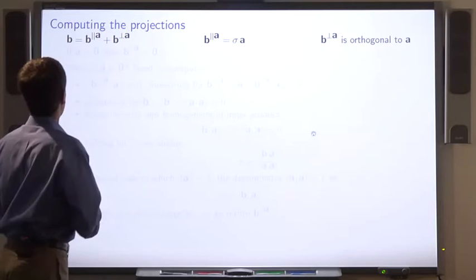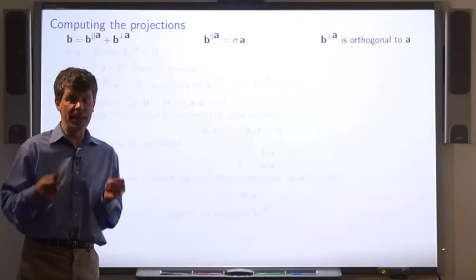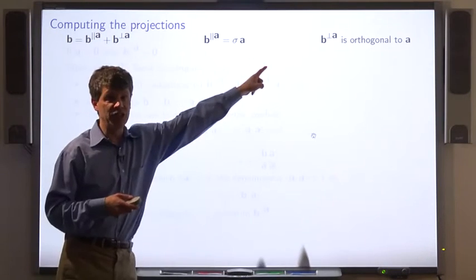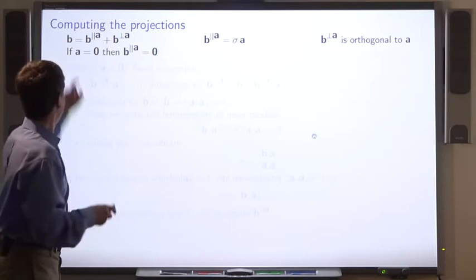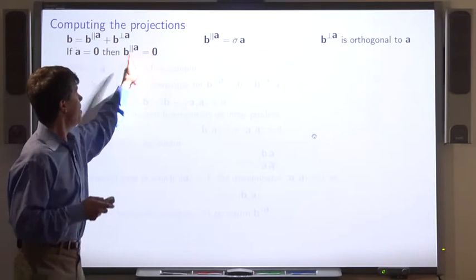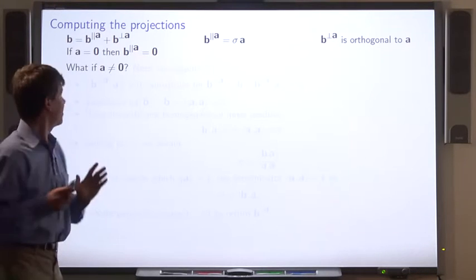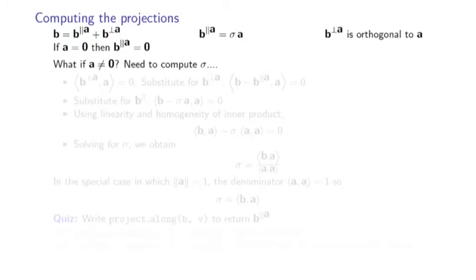All right. We're going to try to figure out how to compute B parallel and B perpendicular. These are the three equations that have to be satisfied by these vectors. We've already seen that if A is the 0 vector, then B parallel is also the 0 vector. So let's consider the case where A is not the 0 vector. We need to find the sigma for which B parallel equals sigma times A.